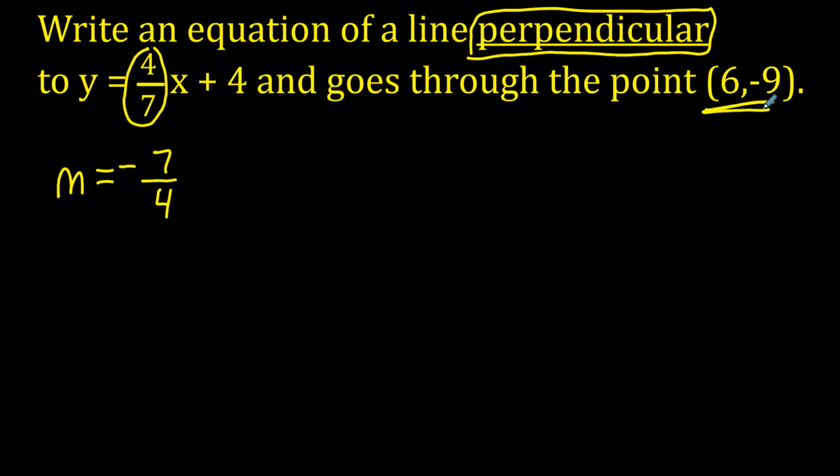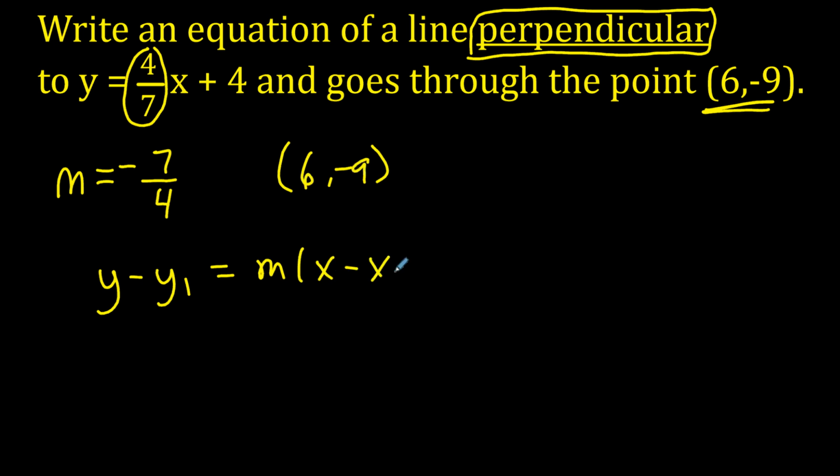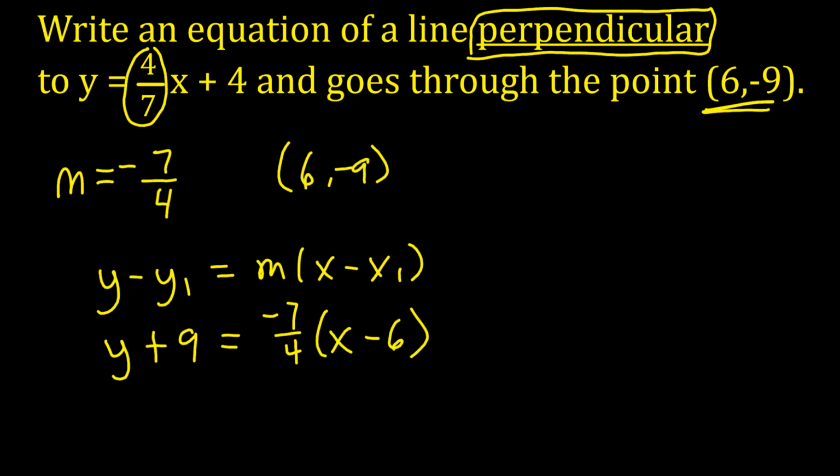And then it goes through that point, 6, negative 9. So I'm going to write my equation, y minus y1 equals the slope times x minus x1. And then I'm just going to plug stuff in like I did before. So y minus negative 9 would be y plus 9. And then our slope is negative 7/4. And then we do x minus 6. And that would be your answer.